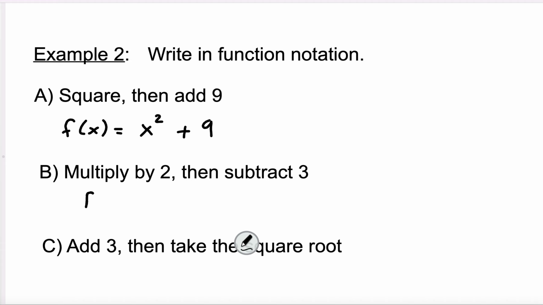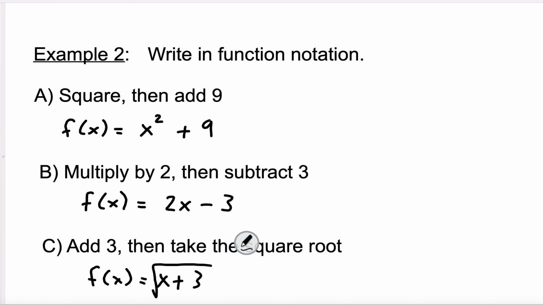Writing this in function notation for letter B, f of x equals, it says to multiply by 2 and then subtract 3. So we're going to multiply the x by 2, so that's 2x, and then subtract 3, so minus 3. The third one, letter C, says to add 3, so we're going to add 3 to x, and then we're going to take the square root of that. So we added 3 to x and then took the square root of that.